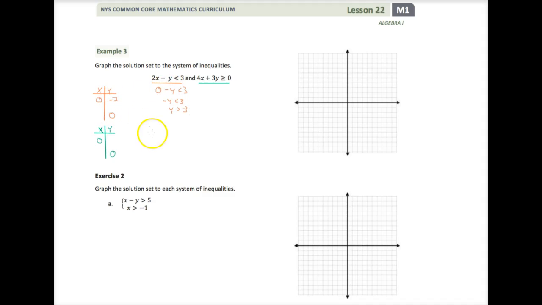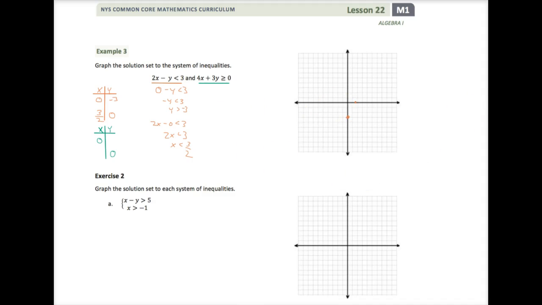Now, if y is 0, we're going to get 2x minus 0 is less than 3. And that tells me that 2x is less than 3. X is going to be less than 3/2. So we got 3/2. We'll graph those 2 points in a minute. But 0, negative 3 right here, and 3/2, 0 right here. 3/2 is 1.5. It's between 1 and 2.